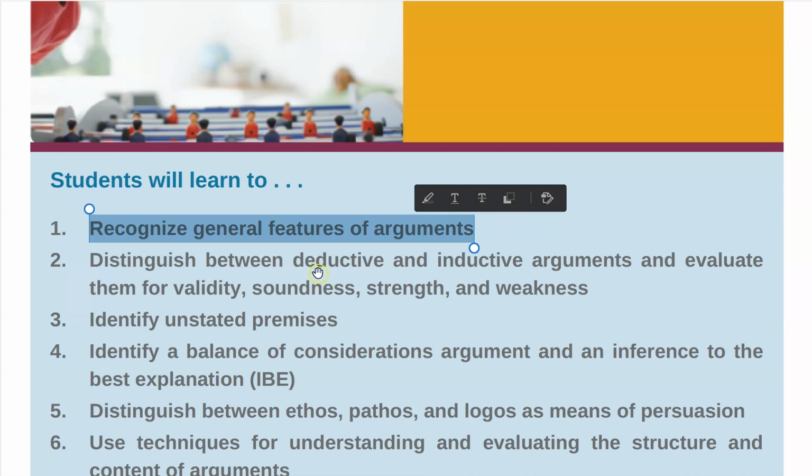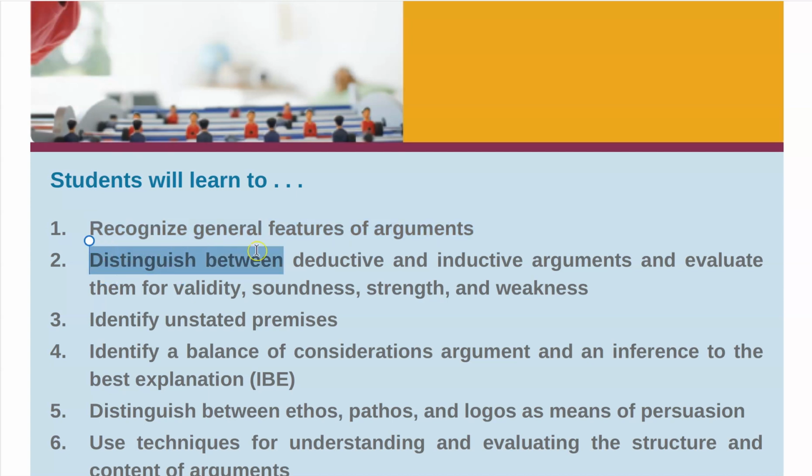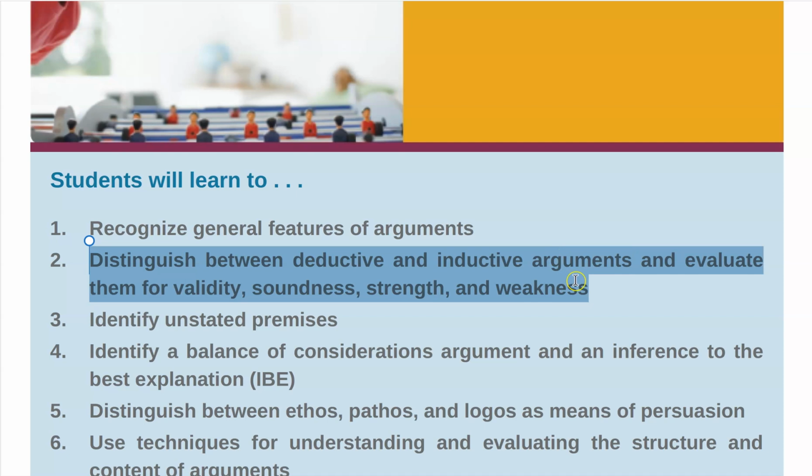We've talked about this a bit already, premise and a conclusion, right? Or at least one premise and only one conclusion if you want to be really specific. So you already understand that. We're going to distinguish between deductive and inductive arguments. And mostly we're just going to be defining what validity, soundness, strength, and weakness are in relationship specifically to arguments.